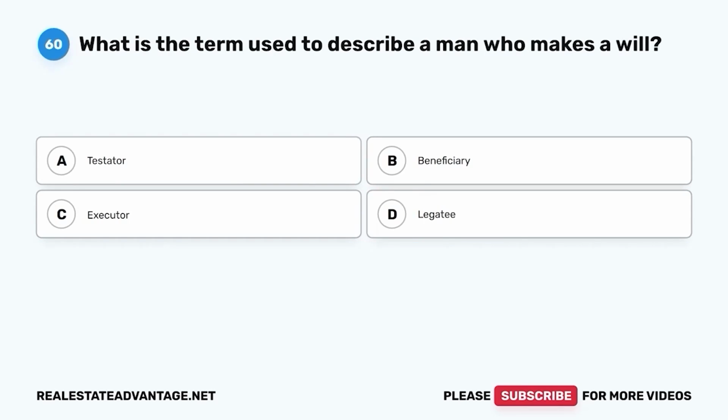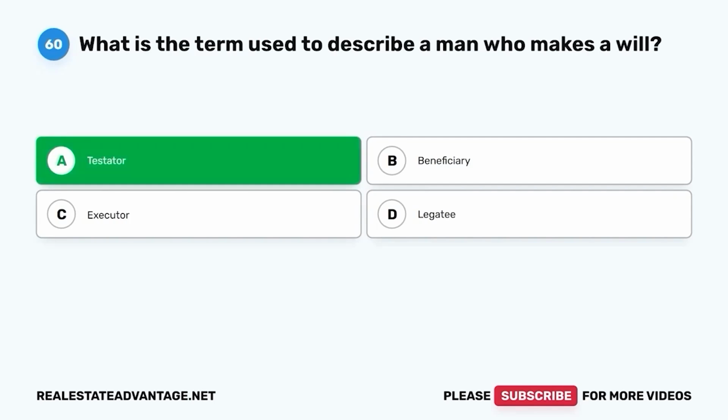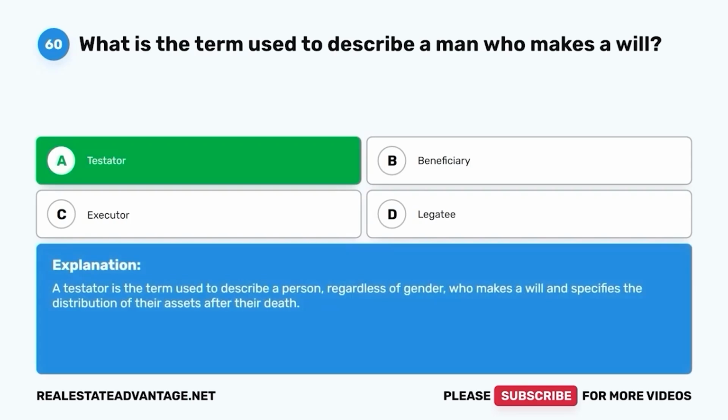Question 60. What is the term used to describe a man who makes a will? A, testator. B, beneficiary. C, executor. D, legatee. The correct answer is A, testator. A testator is the term used to describe a person, regardless of gender, who makes a will and specifies the distribution of their assets after their death.